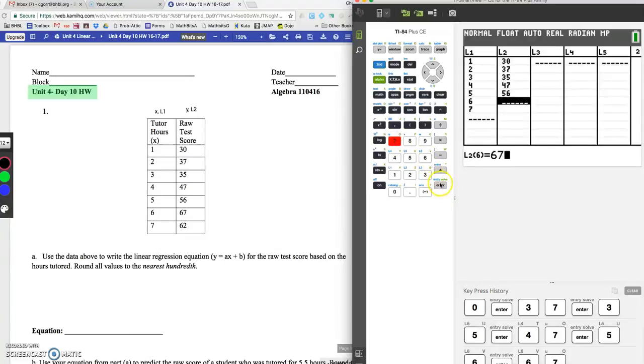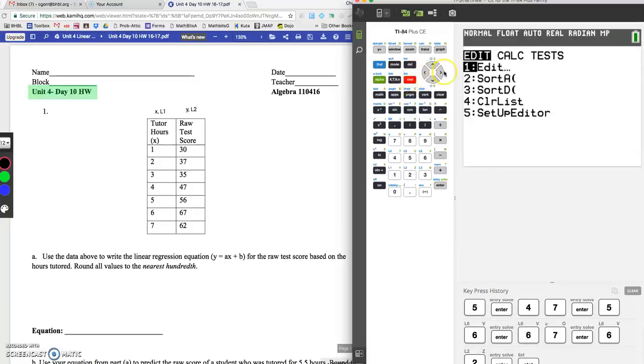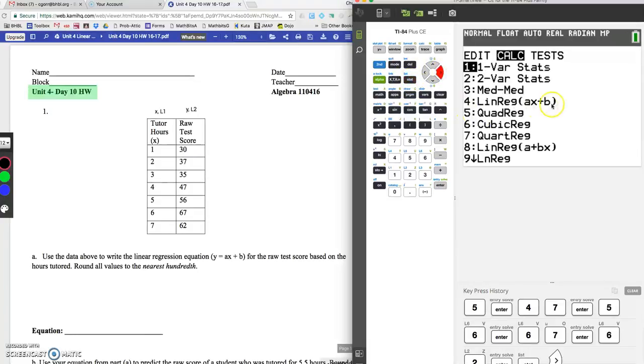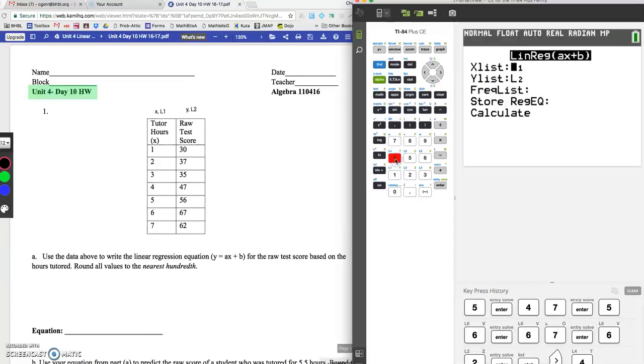raw score. So once I enter each of these data points, I do want to verify right here that I have the same number of data values in each column. Otherwise, I will get an error. Once I have my data entered, I am looking to create a regression equation. So I will go to my Stat menu. I will go over to Calc, and I'm looking for my linear regression, my number 4, ax plus b.